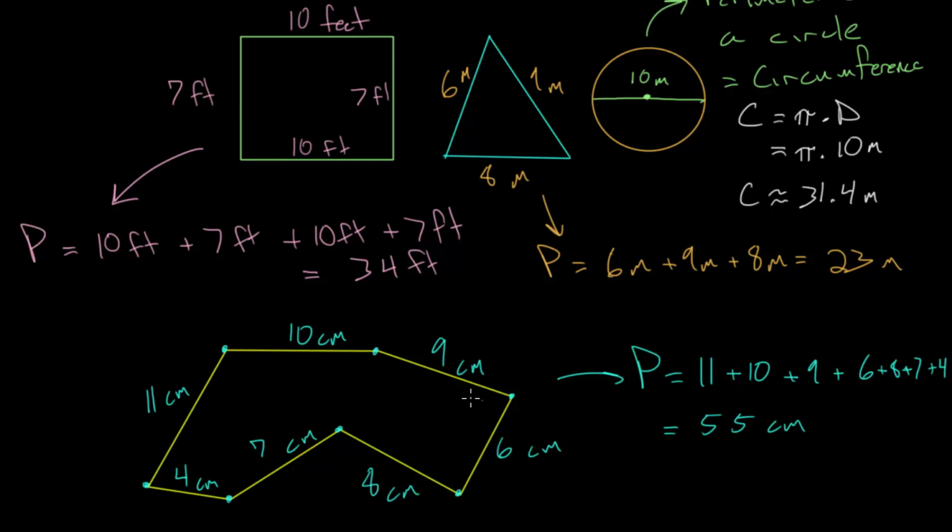So remember the general idea when finding the perimeter, just add up the length around the outside of whatever your two-dimensional shape is.